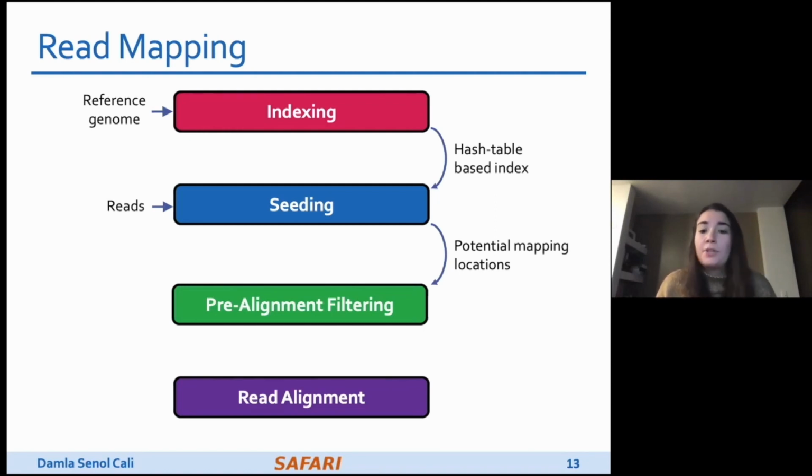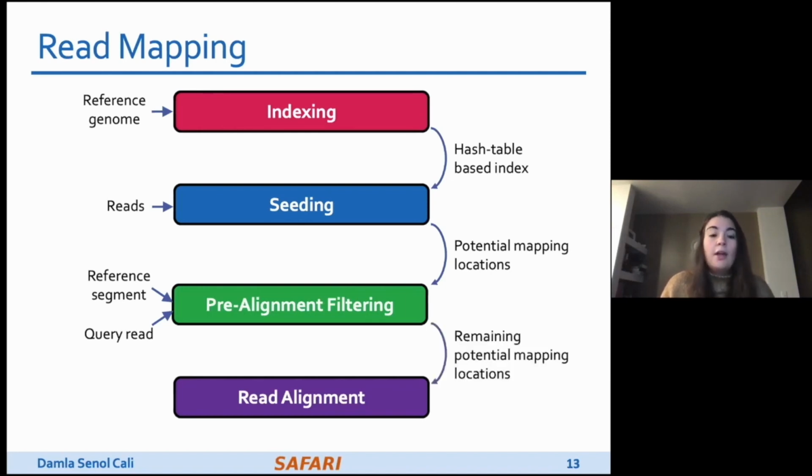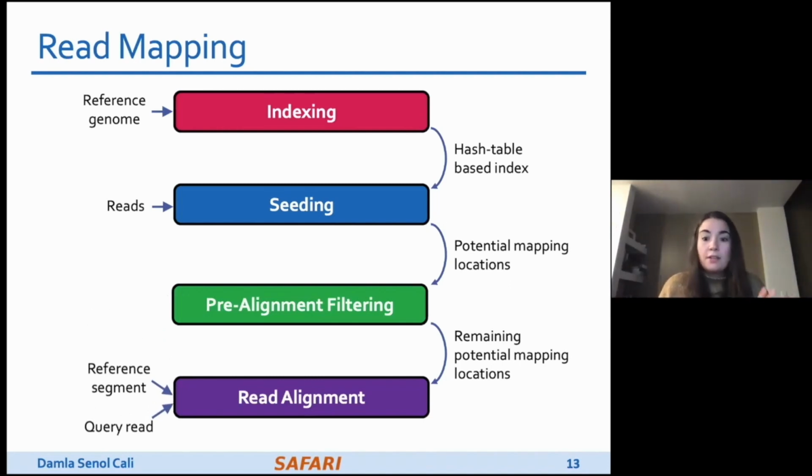And in the third step, pre-alignment filtering, we use filtering heuristics to examine the similarity between every read and its potential matching segment on the reference genome that are identified in the second step. Here, the goal is to eliminate most of the dissimilar sequences to decrease the number of required alignments, which is the next step. So here, we provide the remaining potential mapping locations after we apply the filtering heuristics. And then for the remaining, non-filtered mapping locations, we get the reference segment and query read in the fourth step, and perform read alignment, also called seed extension, which performs a dynamic programming-based algorithm to determine the best location of the query read and to find the optimal alignment.